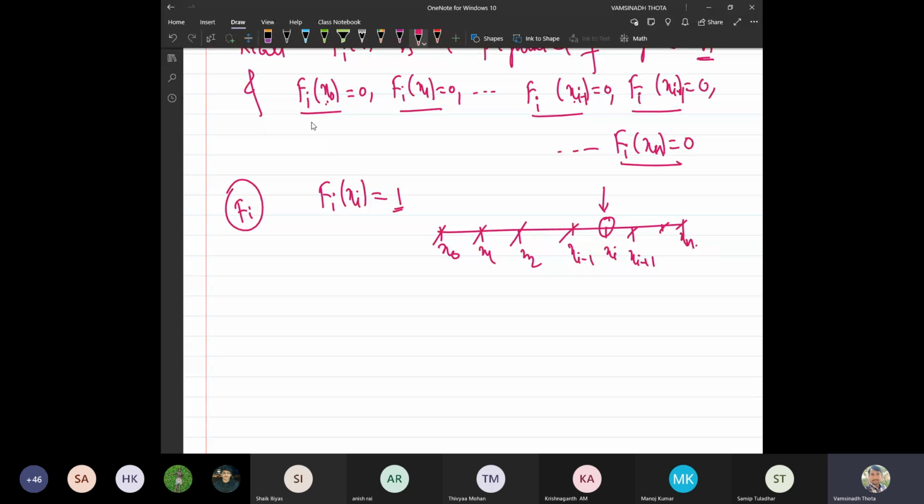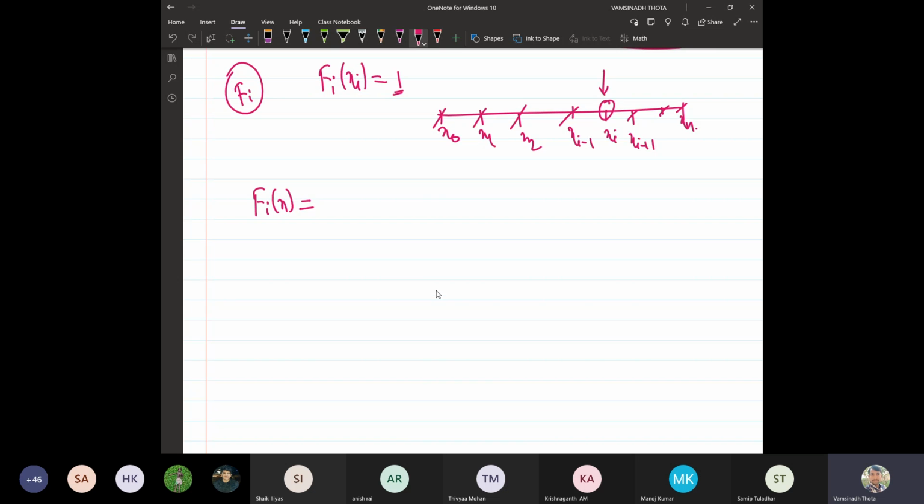So what are the maximum roots possible for the polynomial? Obviously n. And what are the roots? The roots for f_i are nothing but x0, x1, x2, x_{i-1}, and except x_i, all remaining points are the roots. So if this is the case, then f_i of x is nothing but, okay. Suppose now you see here x equal to a and x equal to b. Give me a quadratic polynomial, a polynomial of order 2, with the roots a and b. Can you give me that?